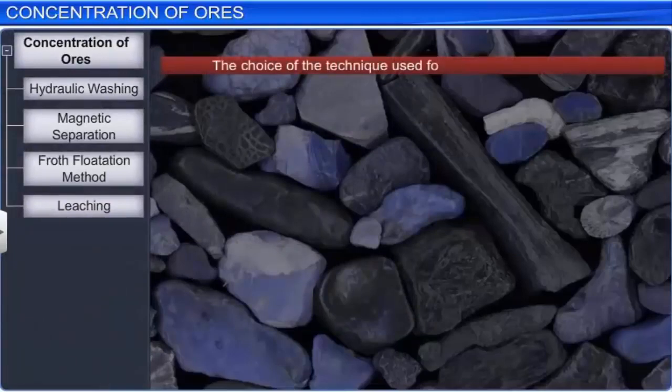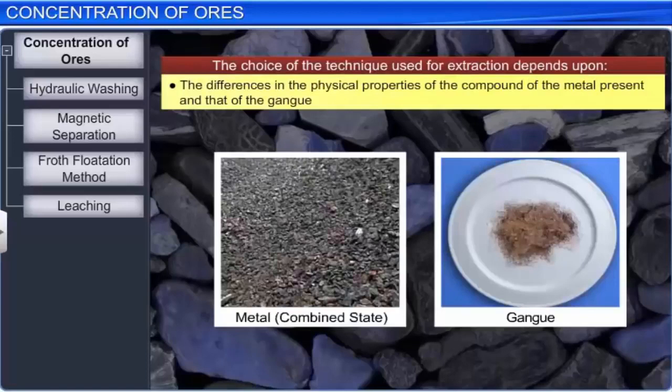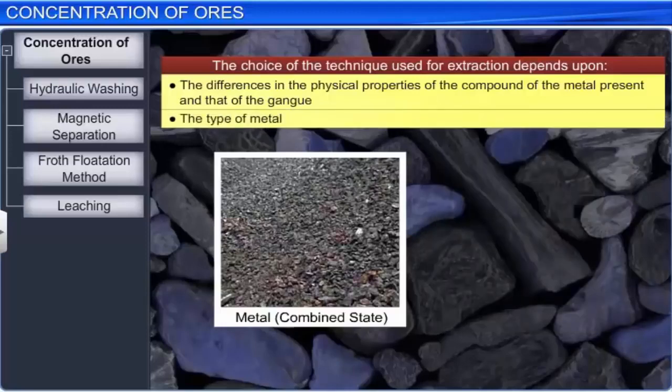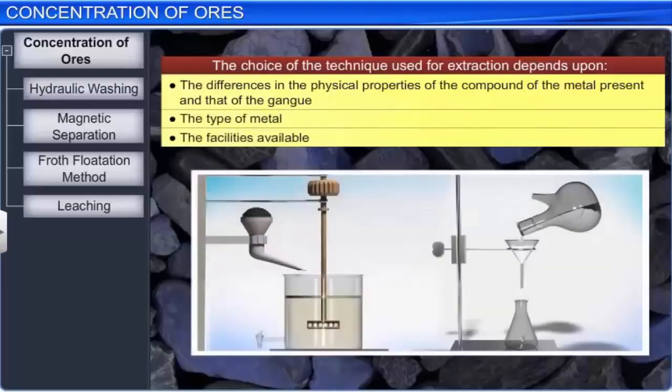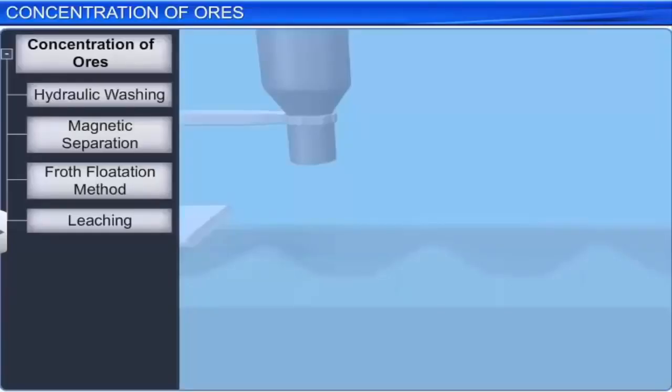The choice of the technique used for extraction depends upon the differences in the physical properties of the compound of the metal present and that of the gangue. The type of metal, the facilities available, and environmental factors are also taken into consideration. Let's now look at each method in detail.